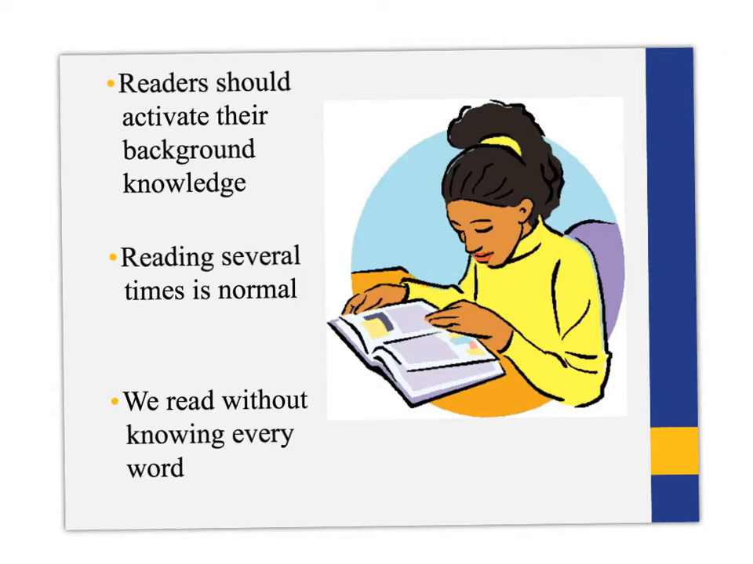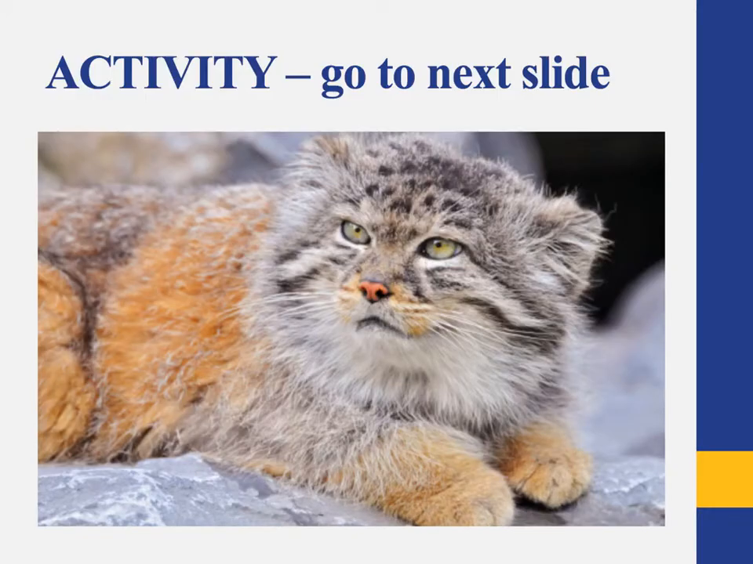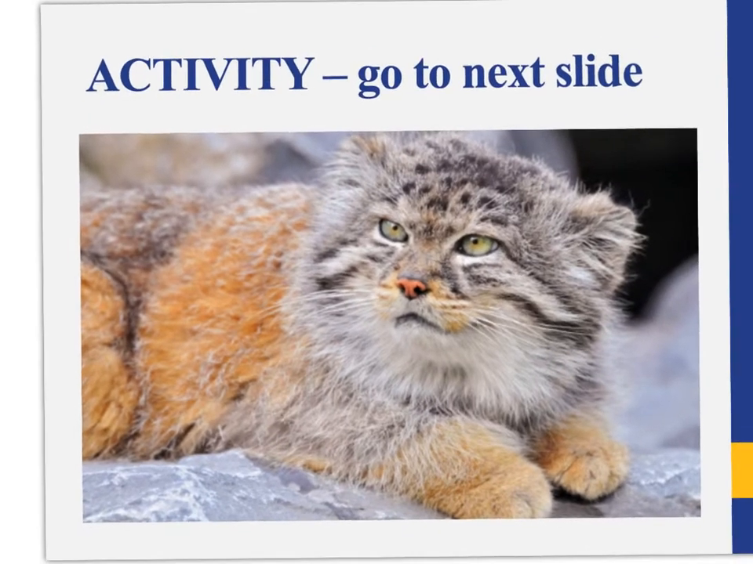And it's very possible, as you all know, that we can read without knowing every single word. It's better to try to teach English language learners to predict by looking at key words and context cues instead of trying to translate word for word. Here's a little activity that will give you some idea of what it's like to read without knowing every single word in a kind of a strange way.